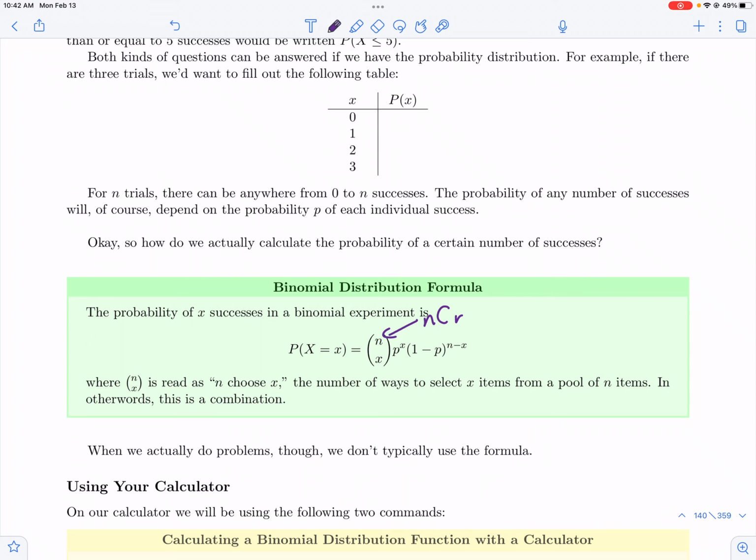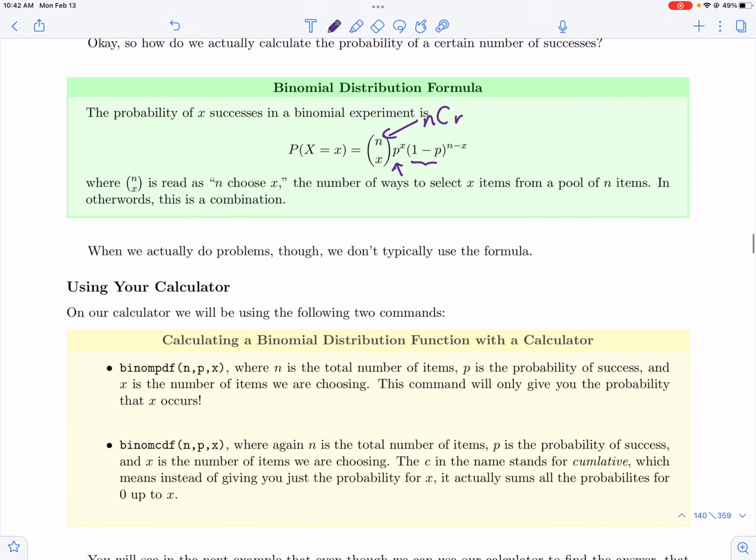And then we're taking our probability of success raised to the x, the number of people that we're interested in, and then our probability of failure, 1 minus p, raised to n minus x. And that gives us the way to calculate the exact probability. Now, luckily for us, there's a nice calculator command that we'll be using instead.